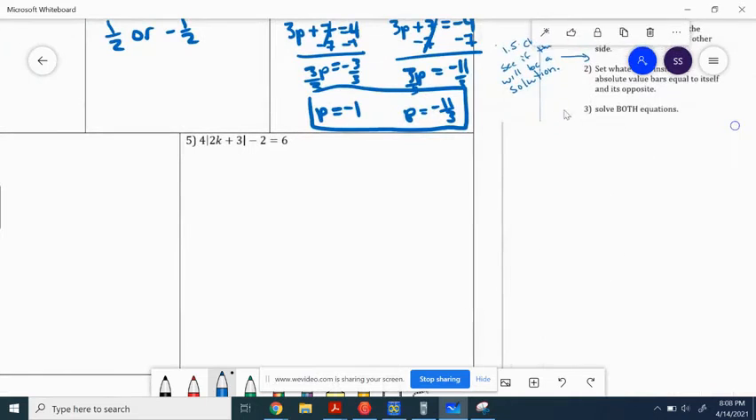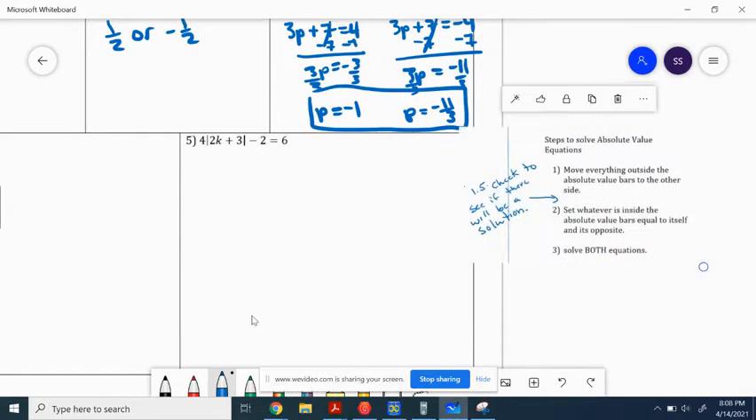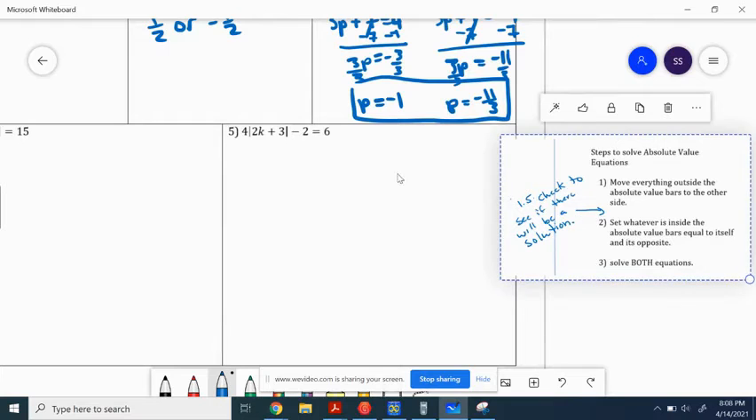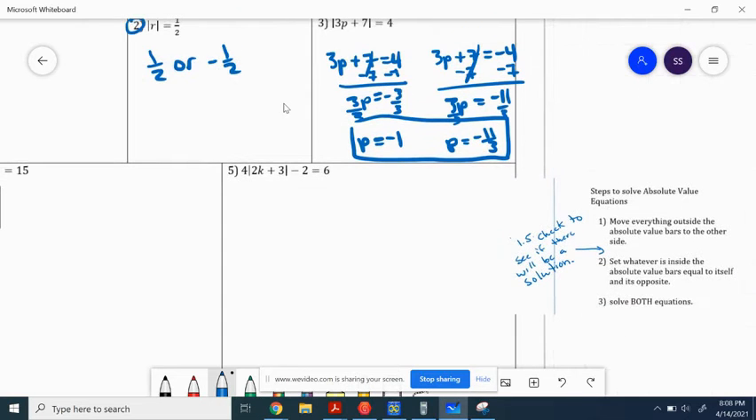All right, why don't I stick with number 5 so we can still see the steps here. Step 1, move everything outside the absolute value bars to the other side. So that means this 4 and this negative 2 have to go away. And remember, we're going to be solving this in reverse GEMDAS order, so we're going to be working kind of backwards.